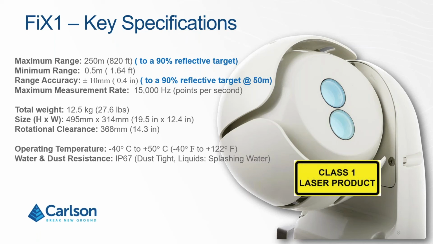Now, importantly for most of you, the operating temperature. The range is minus 40 centigrade, which is minus 40 Fahrenheit, that magic number, to 50 degrees centigrade, plus 122 Fahrenheit. So it has a wide range of operating temperatures. And also it's an IP rating of 67, which means it's dust tight and it can take splashing water.